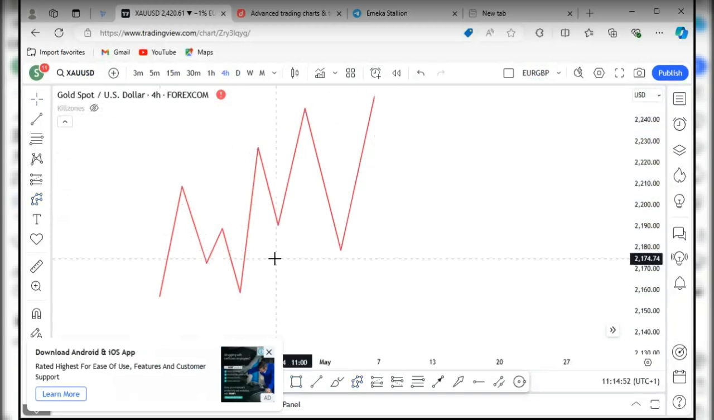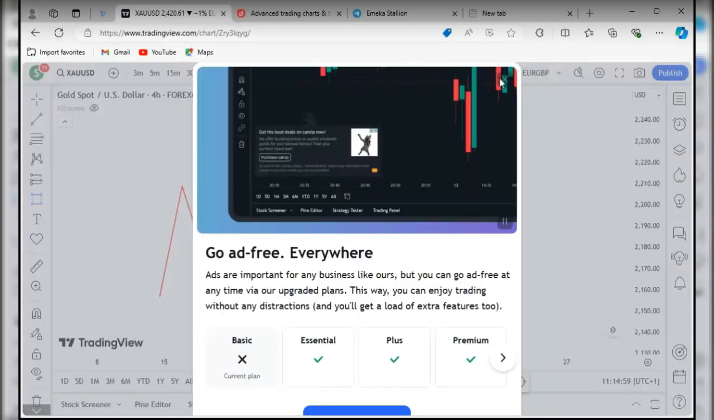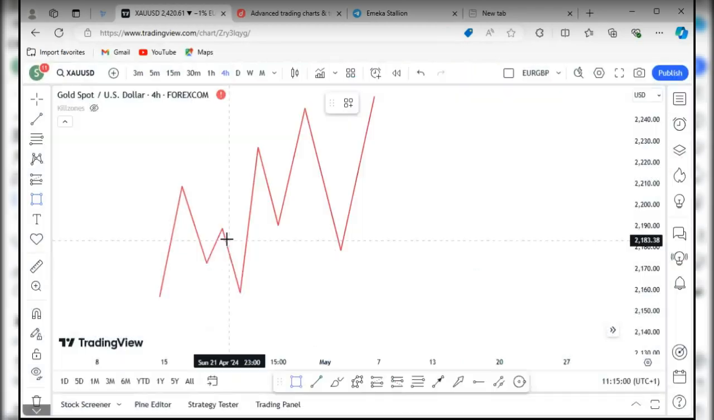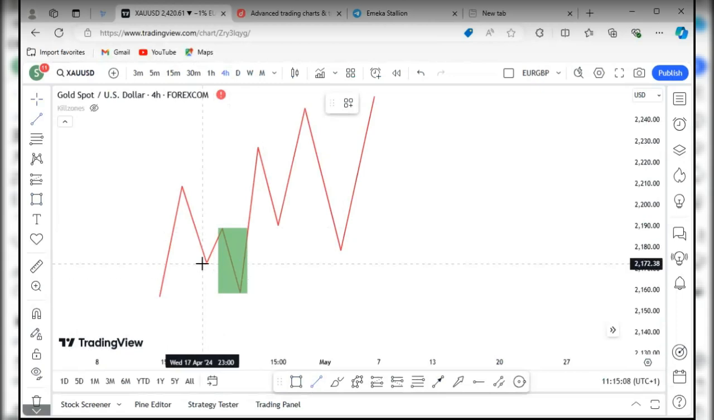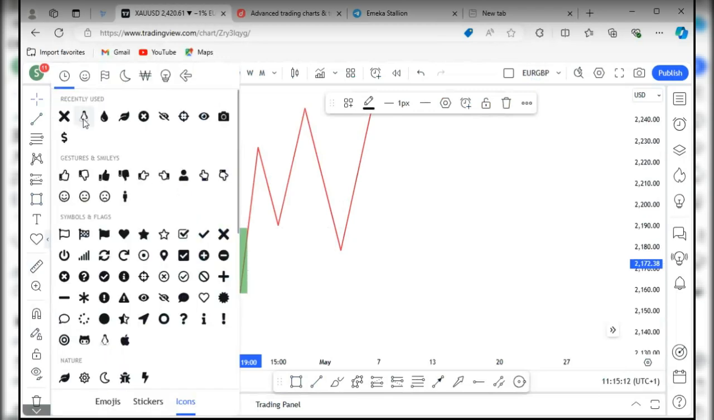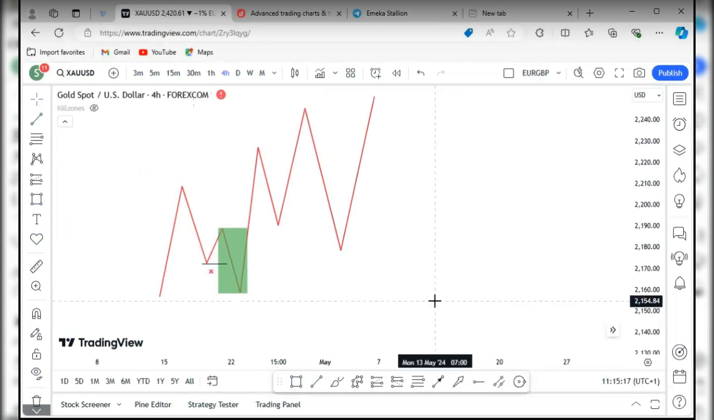So price might come to mitigate the last candle or the series of candles. So these candles here could be one, could be a series of candles, could be a group of candles. All right, that's the order block, because clearly you can see that it swept liquidity.